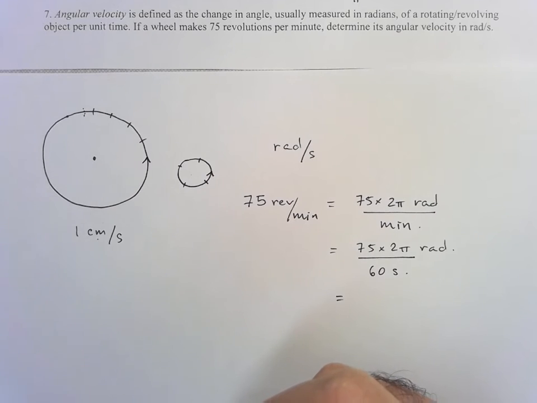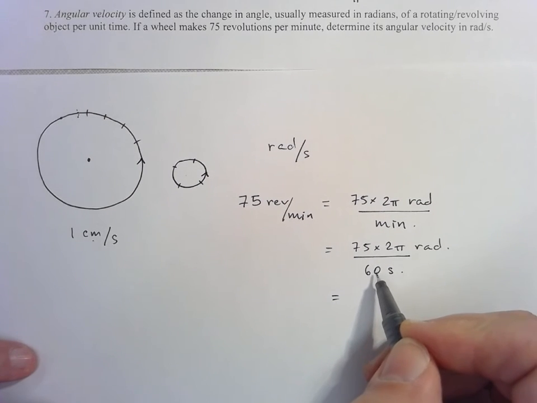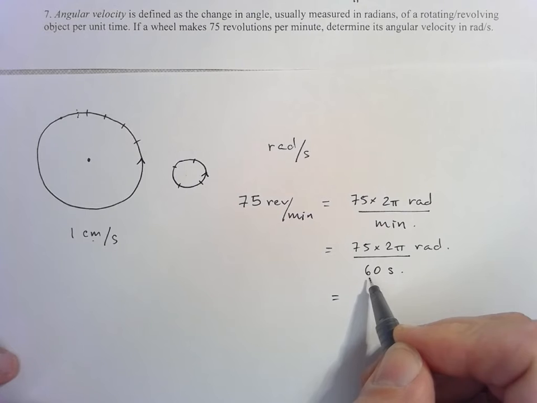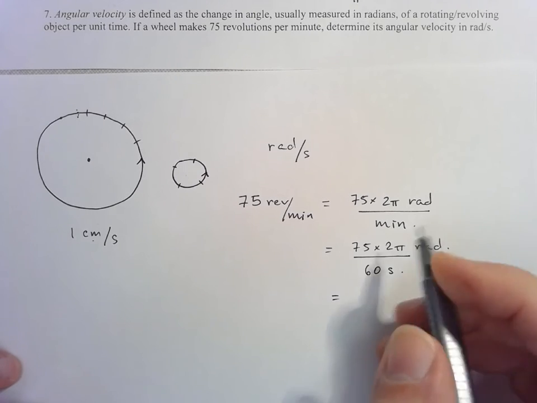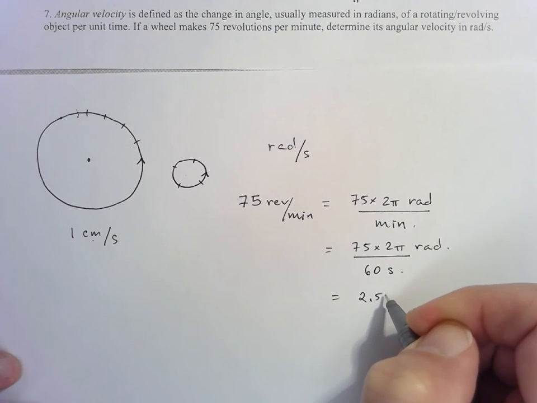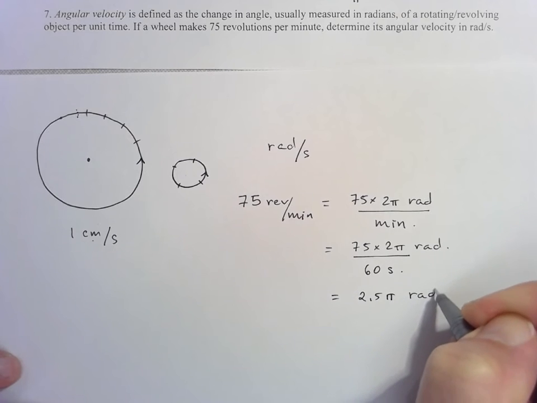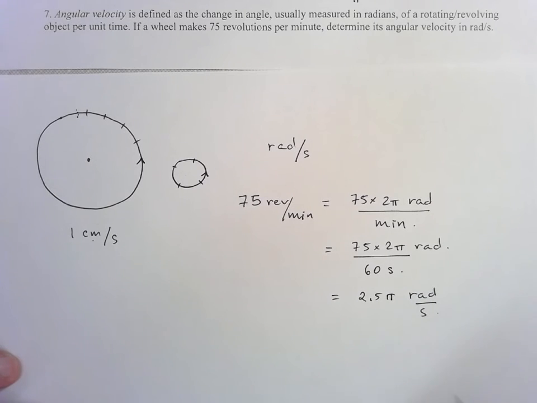And so now we can do this here. So what do we have? We have 150 divided by 60. So that is, 60 goes in twice, 120, plus another 30. So this is 2.5 pi radians per second. This is the angle that the object is traveling in 1 second.